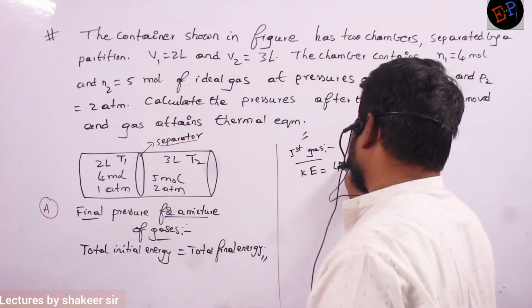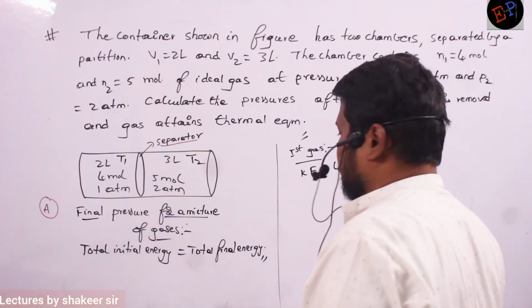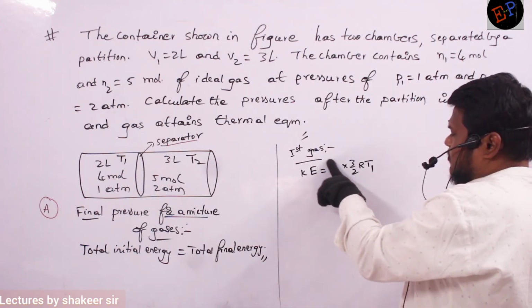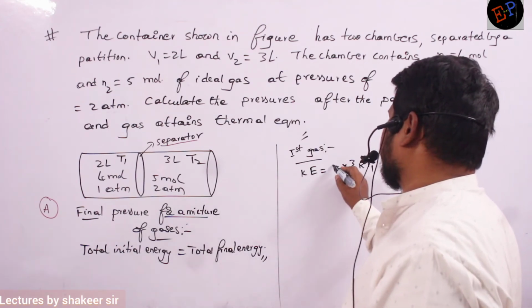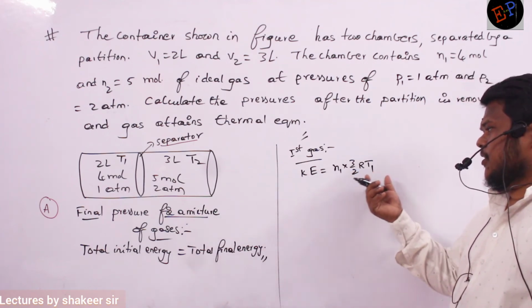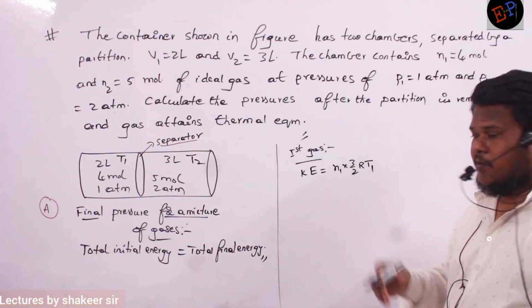4 moles are there, no? 4 into 3 by 2 RT1. Can I write like this? Or first of all I will write a general equation. I will write N1, number of moles are N1, N1 into 3 by 2 into R into T into 1, because temperatures also we don't know. Are you able to understand?